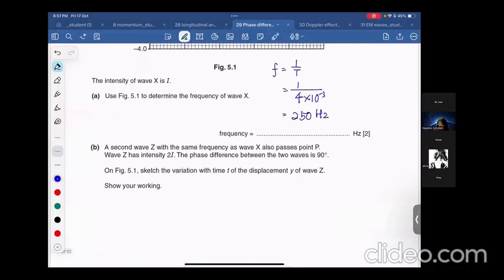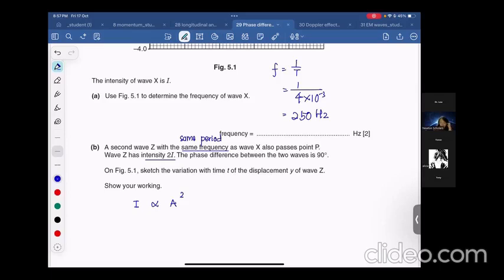Oh, we got a new wave. They're asking you to sketch the wave Z with the same frequency. If same frequency, that means here we label the same period. As the wave X passes through the point P, wave Z has an intensity 2I. Intensity is directly proportional to your amplitude squared. You can refer to last week's lesson. This is the formula when we're talking about the intensity.